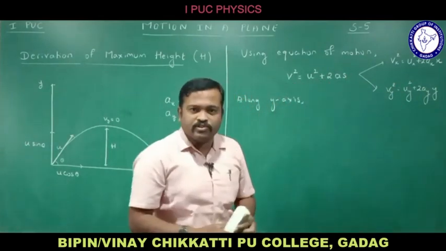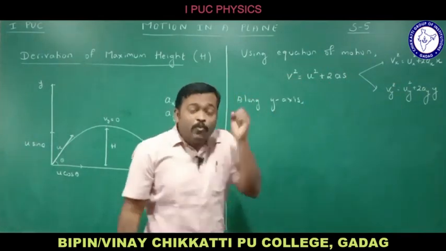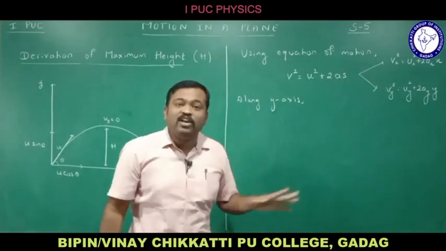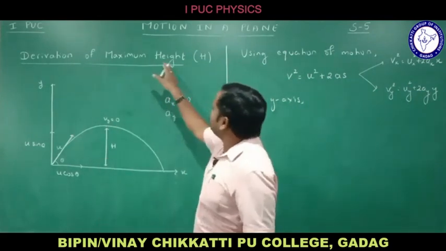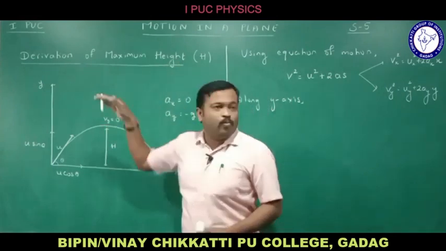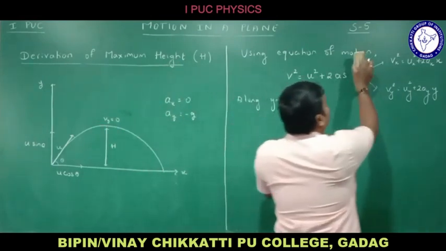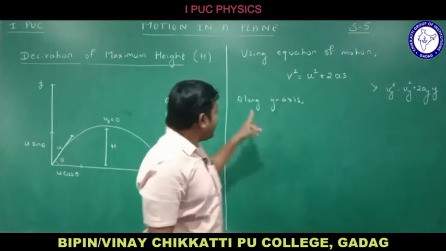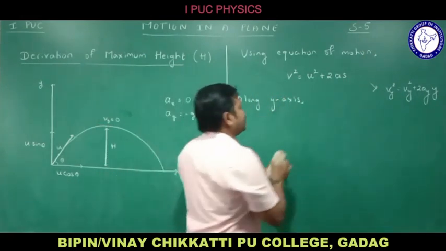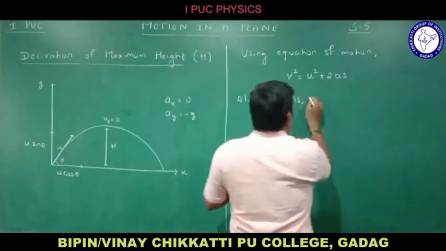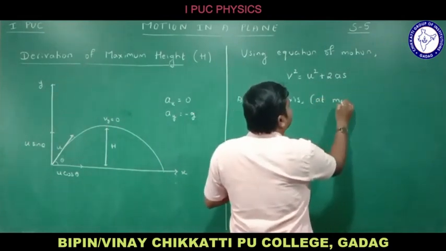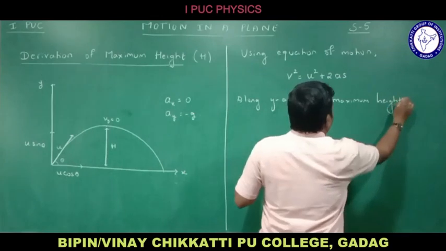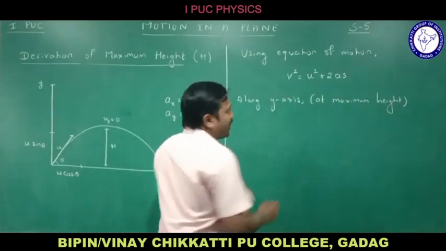There are two equations. In these two equations, which equation do I need to take? I need to take the one along the y-axis. Why only the y-axis? Because this maximum height which I am speaking about is along the y-axis. So I will not be using this one. I will be using only the y-axis equation. That is why I write along the y-axis, at maximum height. I am speaking about this maximum height.